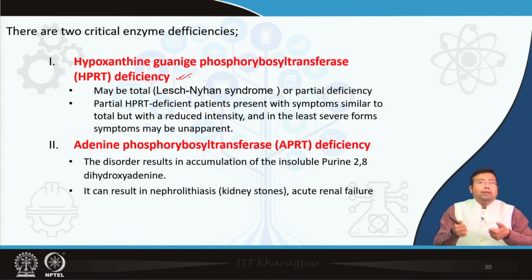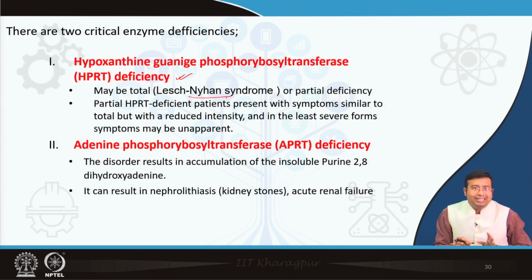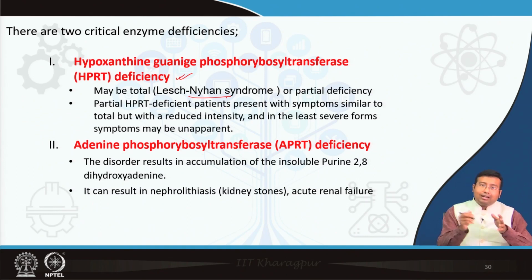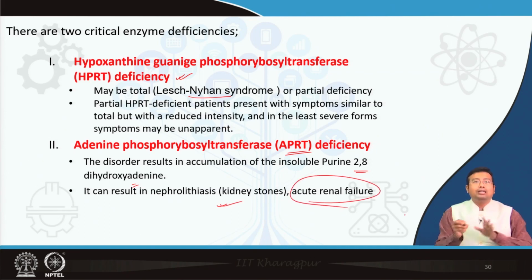That enzyme may be fully deficient, in which case it is known as Lesch-Nyhan syndrome, or it may be partially deficient with similar symptoms but reduced intensity. We will be discussing those symptoms. And the second enzyme is APRT, or adenine phosphoribosyl transferase. This results in accumulation of the insoluble purine 2,8-dihydroxyadenine, and it results in only kidney stones and acute renal failure. APRT deficiency results in acute renal failure.